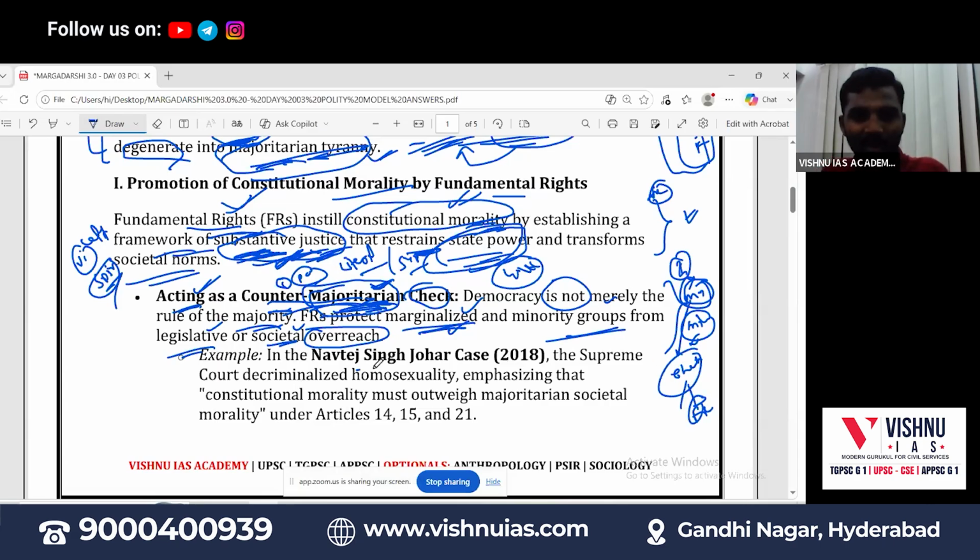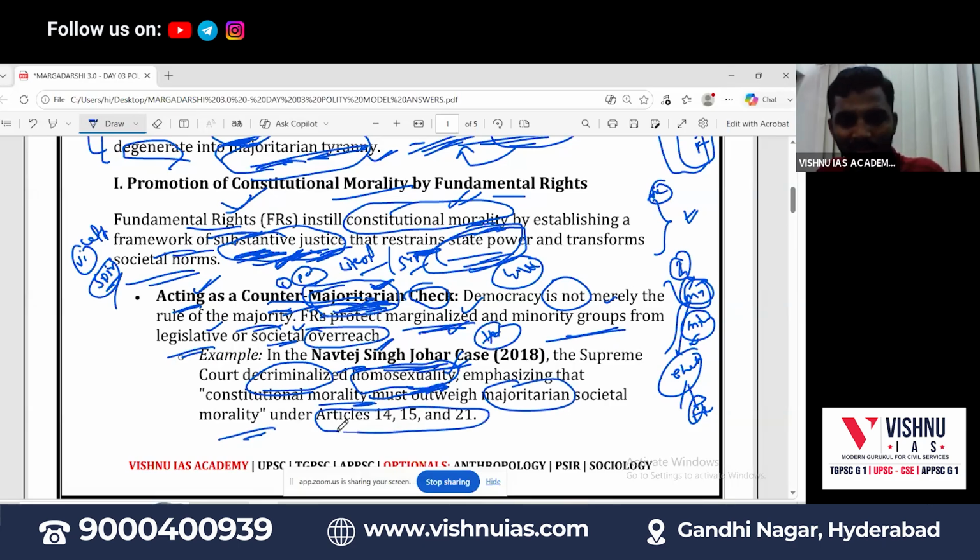So for example, the Navtej Singh Johar case, where the Supreme Court decriminalized homosexuality. That means homosexual people are minority people, the majority are heterosexual people, but still for these homosexual people we gave the freedom, we gave the rights, we recognized the rights. That is the Navtej Singh Johar case. So constitutional morality must outweigh the majoritarian social morality.